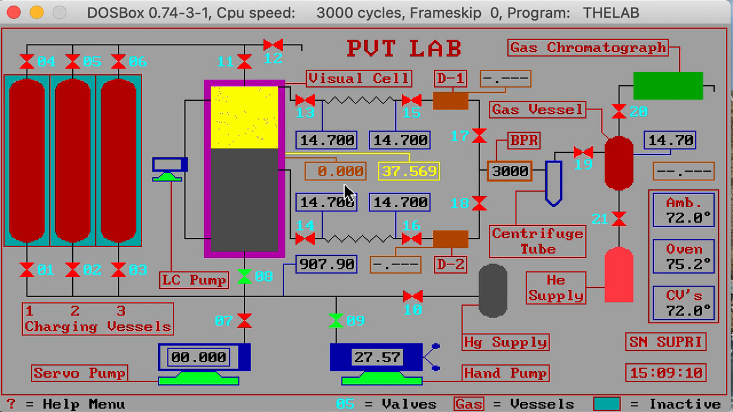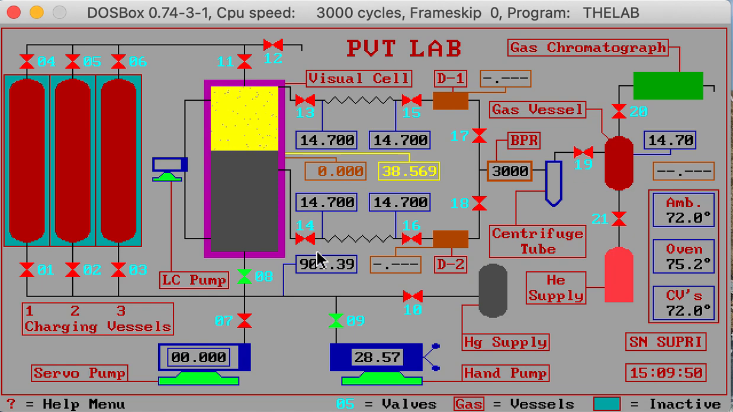Okay. And I'm going to get another point, F5, another cc. I'm going to remove 1 more cc to have 3 points in the gas phase. So the pressure dropped more, to 901.39. The volume of the gas is 38.569. The volume of the liquid is 0, and I removed minus 1 cc of mercury, and total volume is 38.569. Okay, so I collected the information I needed for the liquid phase, two-phase region, and the gas phase.